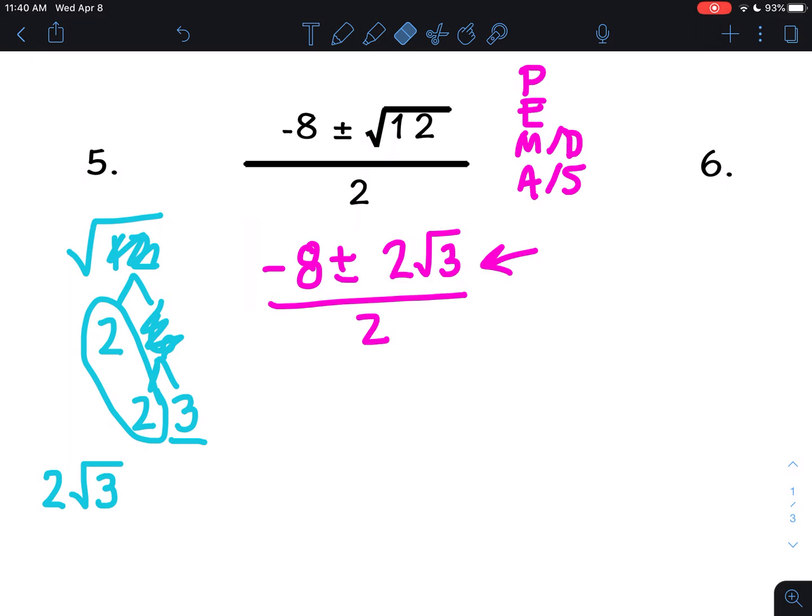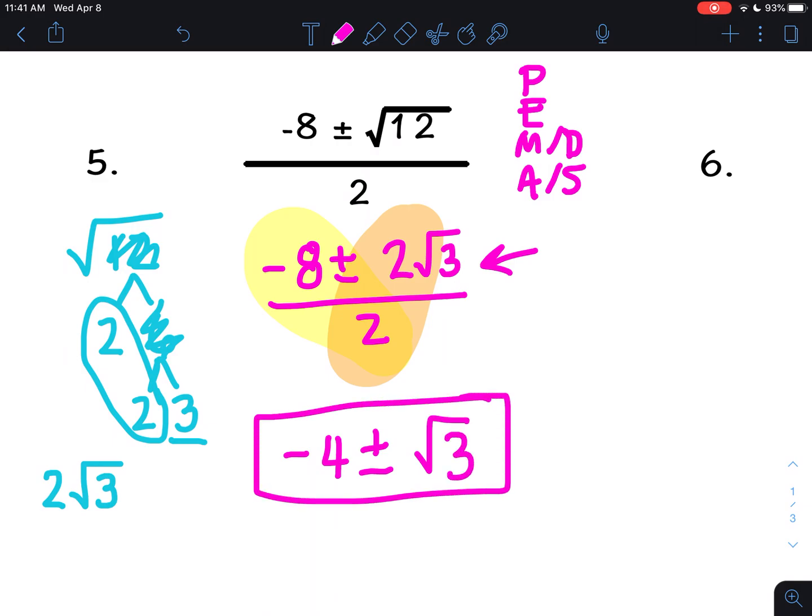What we can do is see if I can divide -8 by 2 and 2 radical 3 by 2, which we can. -8 divided by 2 is -4. 2 radical 3 divided by 2 is just going to be radical 3. So our solution here would be -4 plus or minus radical 3. You can leave it as the plus or minus with this part when you don't get a whole number.